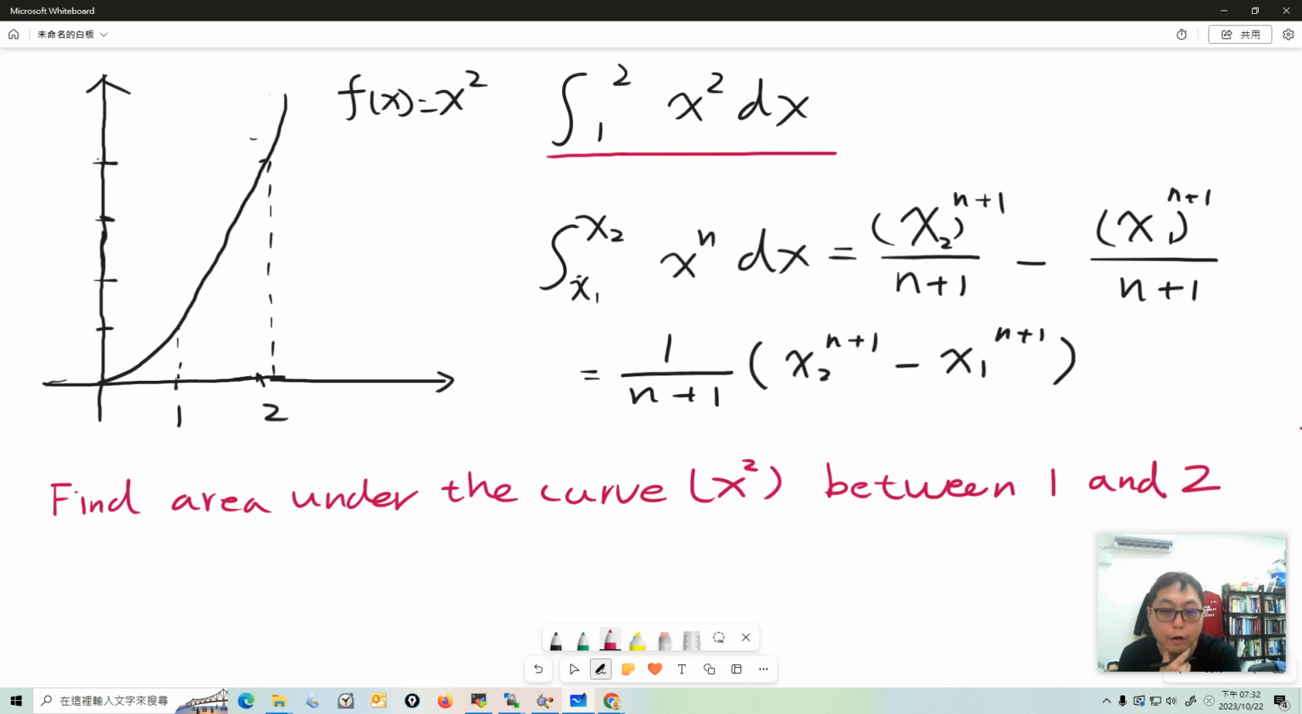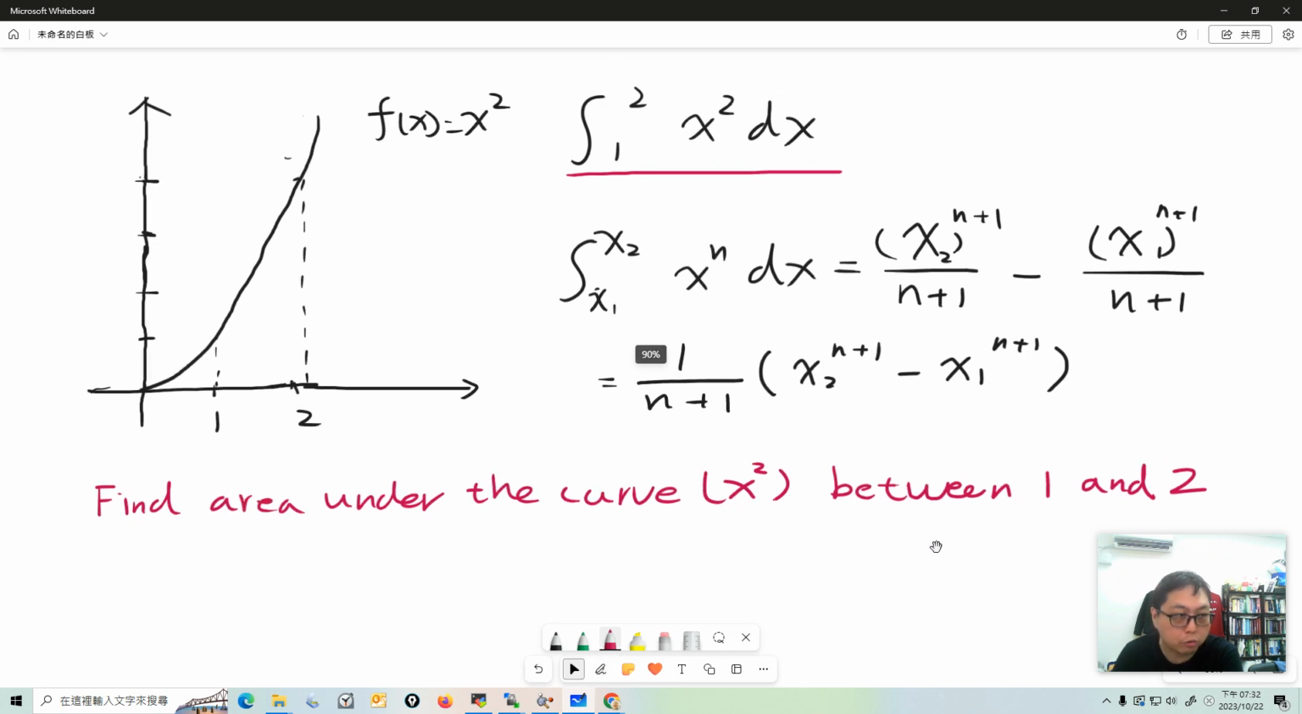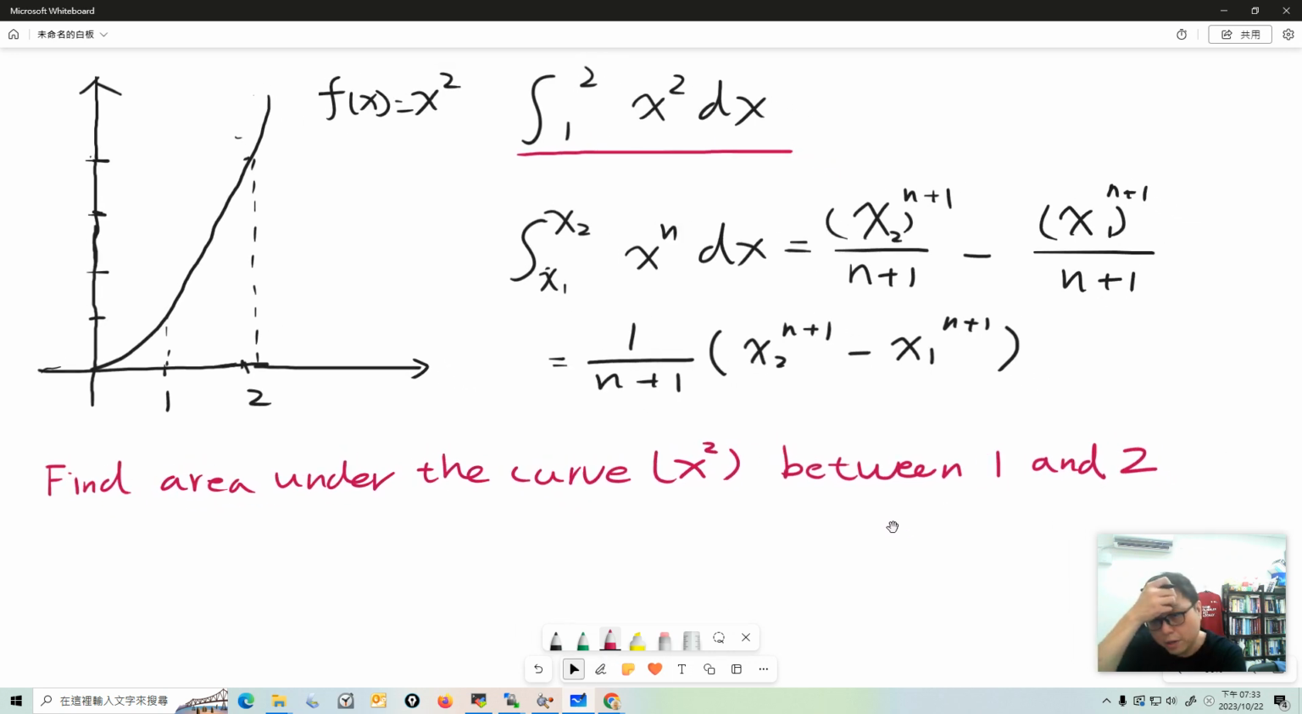So how do we do this? To find the area under the curve, we slice this area into many rectangular patches. For example, if I choose a point here, we'll use the right end point.